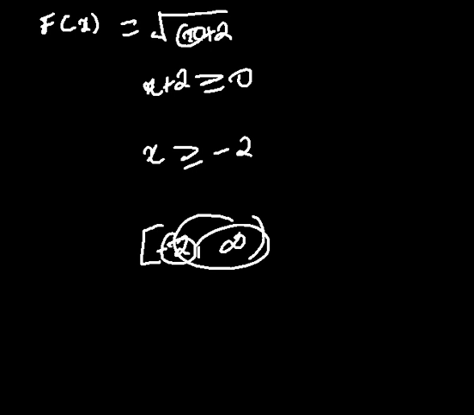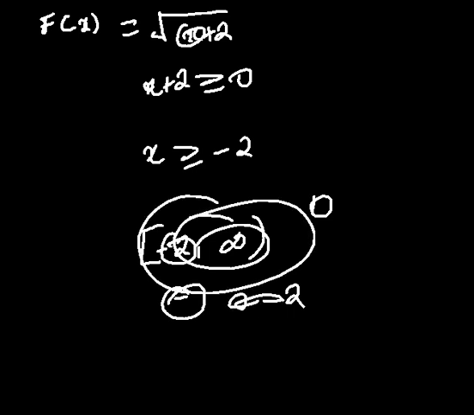But apart from that one, we can also have, let's say, negative 1, that is okay as well. Let's say 0, that will be okay. But whichever value makes the function undefined will not be part of the interval. For instance, those values below negative 2 make the function undefined. Hence, this is the domain of the function.